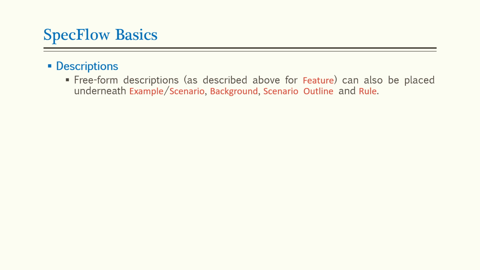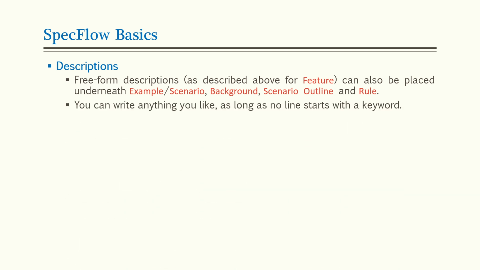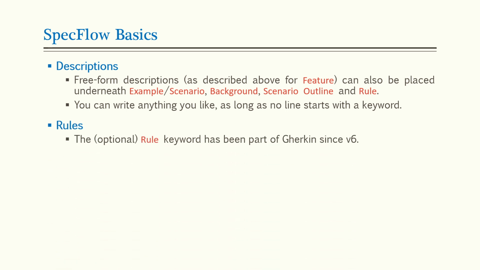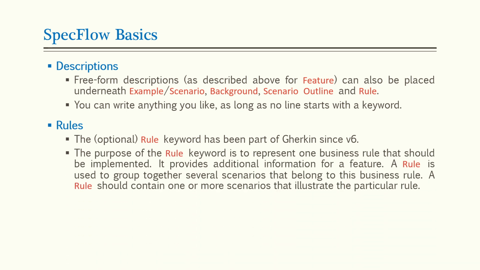Next is description. A free form description as described above for Feature can also be placed underneath Example, Scenario, Background, Scenario Outline and Rules. You can write anything you like as long as no line starts with a keyword. Rule is optional. The Rule keyword has been part of Gherkin version 6. The purpose of the Rule keyword is to present one business rule that should be implemented. It provides additional information for a feature.